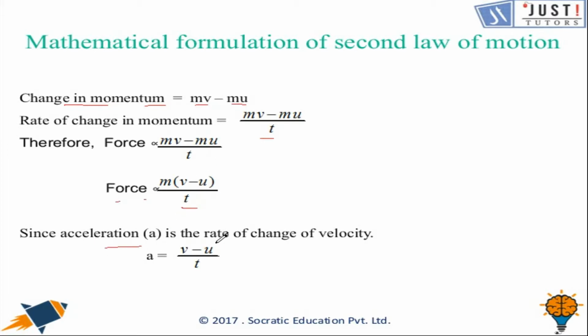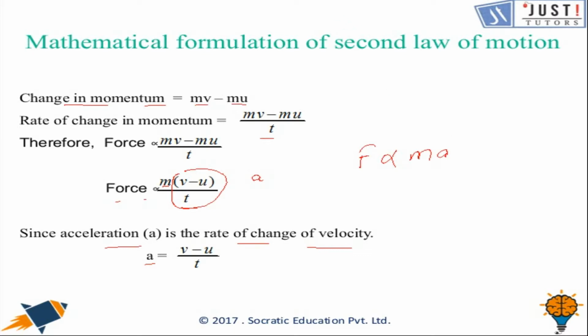Since acceleration is the rate of change of velocity, we can write a is equal to v minus u over t. Here you can see we have taken m as common, and it becomes m into (v minus u) upon t. So this whole quantity can be written as a small a. So we can write F, that is force, is proportional to ma, which you can see on the next slide.